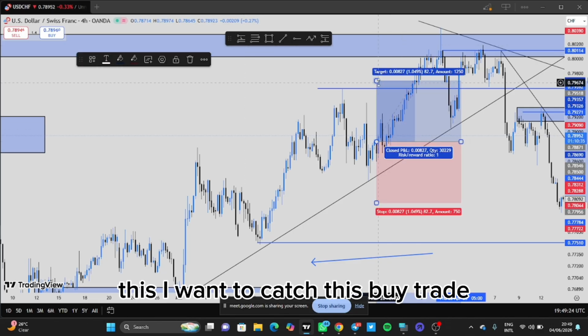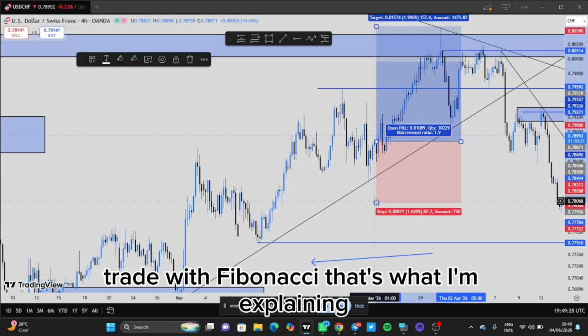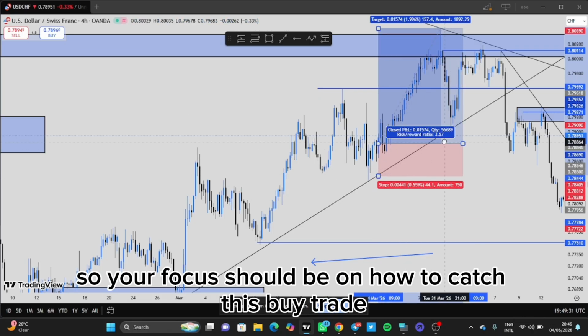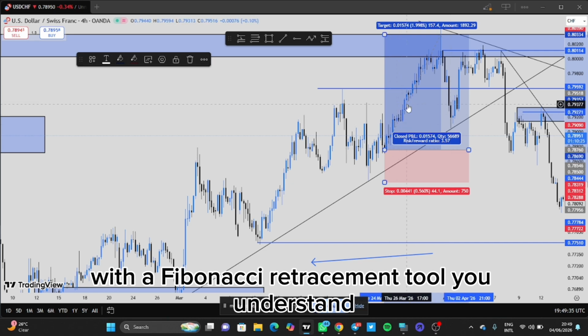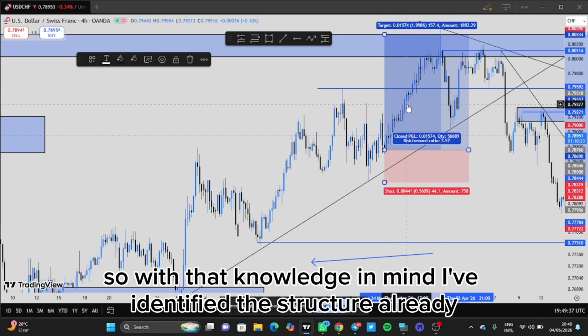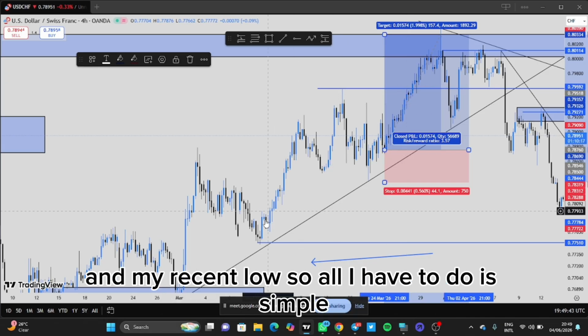I want to catch this buy trade, this one right here. But how would I have caught this buy trade with Fibonacci? That's what I'm explaining. So your focus should be on how to catch this buy trade with a Fibonacci retracement tool. You understand? So with that knowledge in mind, I've identified the structure already, and I've marked out my recent high and my recent low.